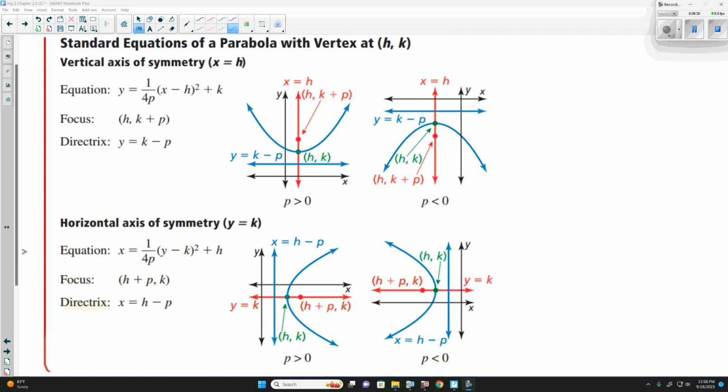Now, the new piece of information for this here, one of them is the focus. And our focus for this here, as we see on the board, is h comma k plus p. And the other new part is the directrix, which is the equation y is equal to k minus p. So those two pieces of information are new. We're adding those with these equations here.